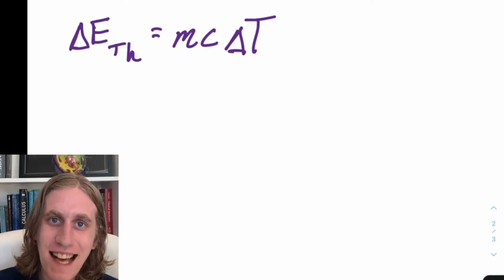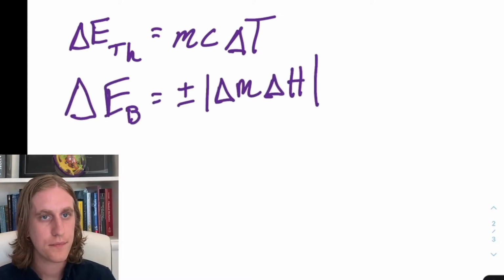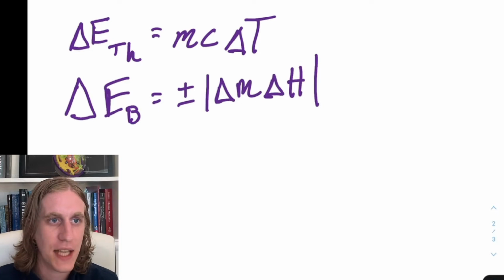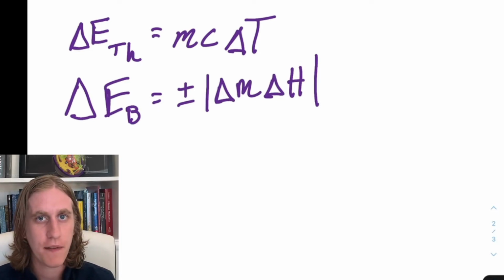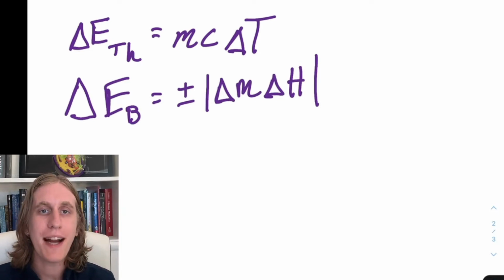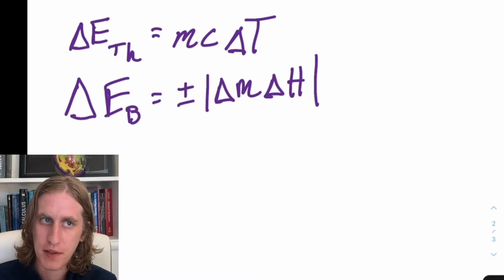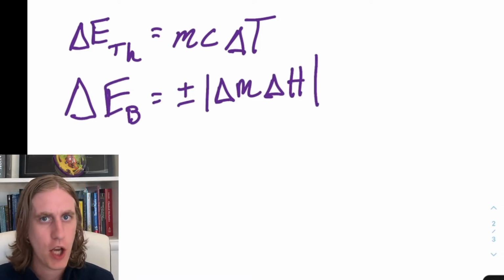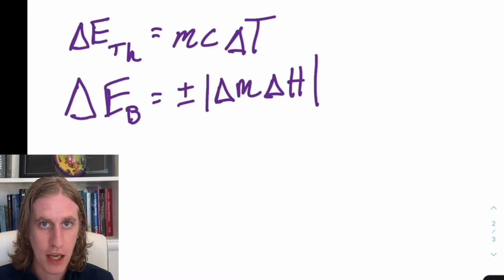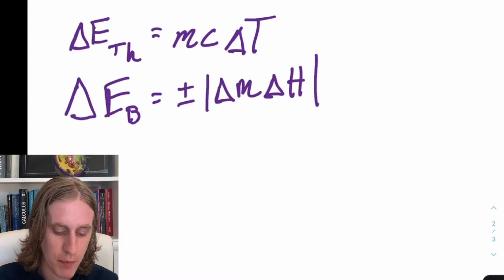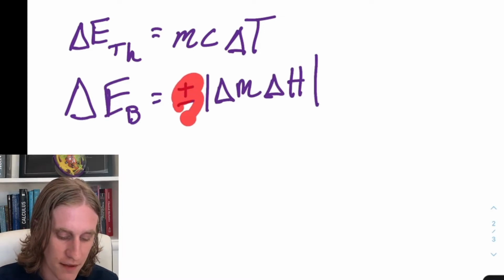However, this is not the case for the bond energy equation, which looks like this. Notice that this equation has a plus or minus sign in the front of it. This is because you actually have to put in the positive or negative manually, depending on what kind of phase transition it is. These vertical bars just mean the absolute value sign. In other words, the number itself will always be positive, and then it's up to you to decide whether to put the positive sign or the negative sign in front of it.